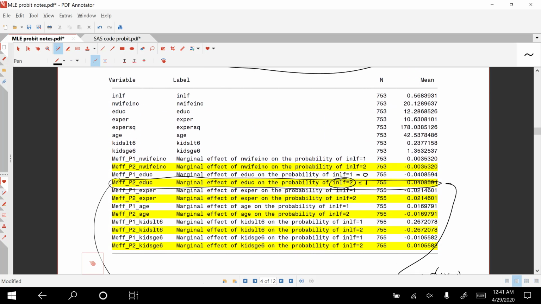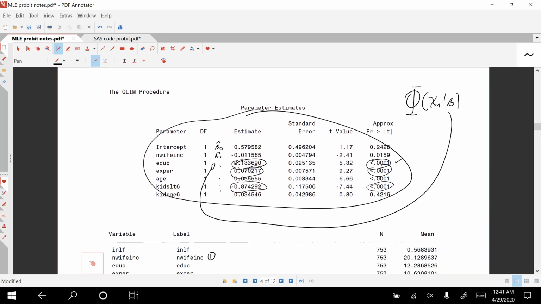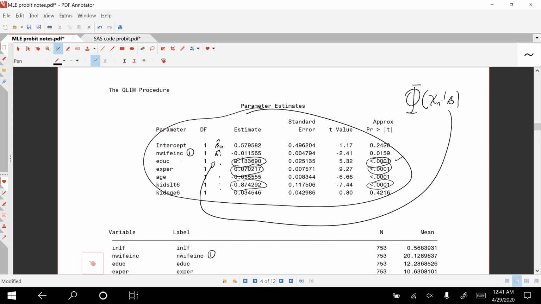So this is the first variable. Let me go back to the model. So the first variable, the second variable, 3, 4, 5, 6, and this is our beta naught. So beta 1, beta 2, and so on and so forth. So let's look at education, which is beta 2.